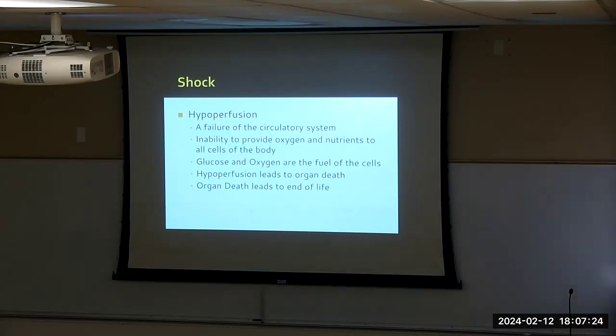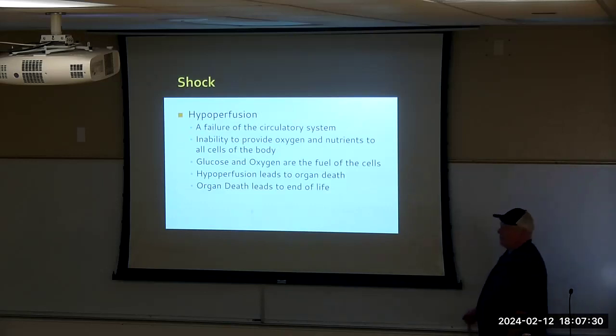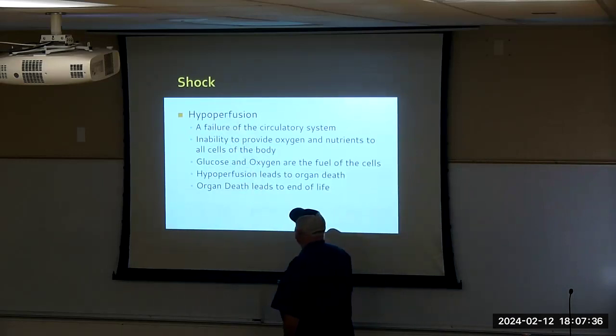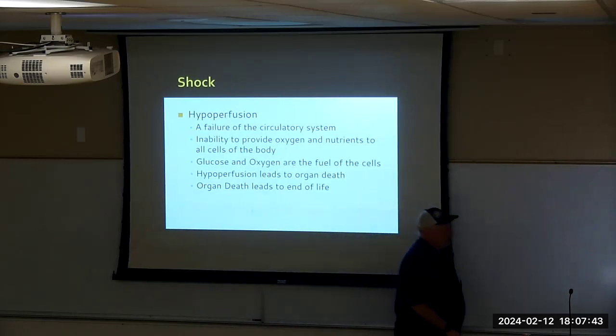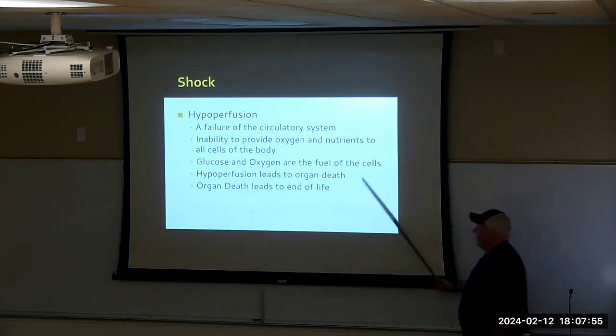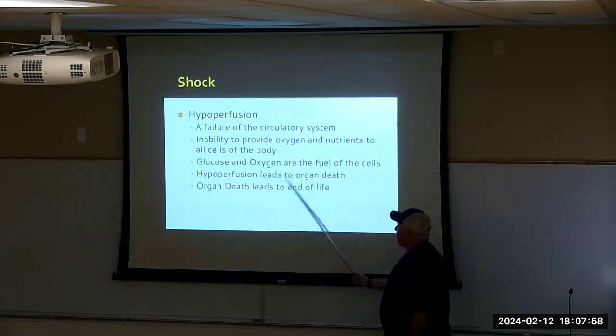So shock's definition is hypoperfusion. You are not able to get enough oxygenated blood and nutrients to every distal cell in your body. That's what shock is. Low perfusion. It's a failure of one of the three parts of the circulatory system, or a failure of multiple parts. When that happens, glucose and oxygen, which are the fuel cells need, don't reach your distal cells. Hypoperfusion for too long will kill the organs because your organs are all made of living cells. Organ death will lead to your death. Any questions?